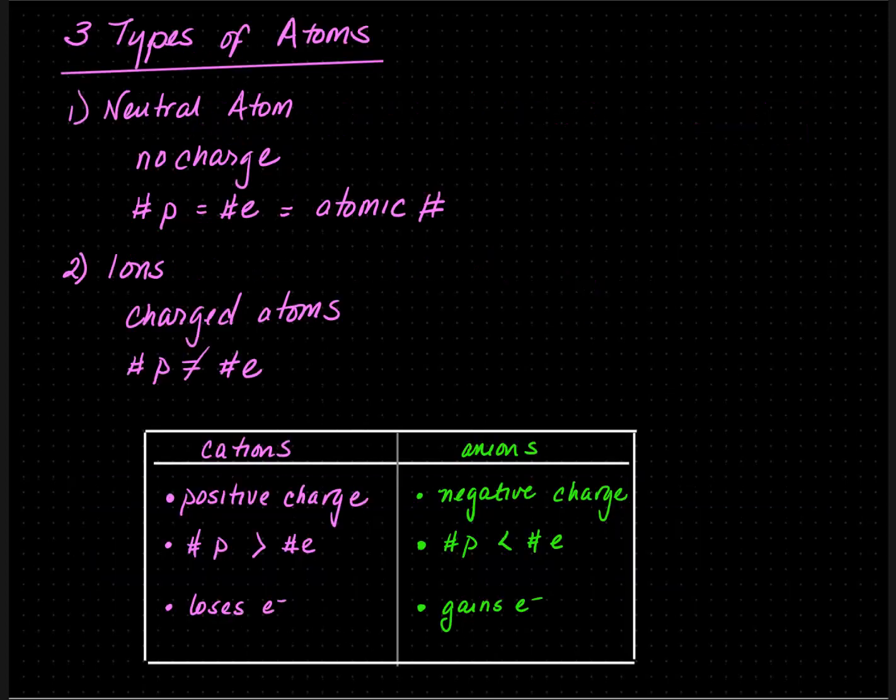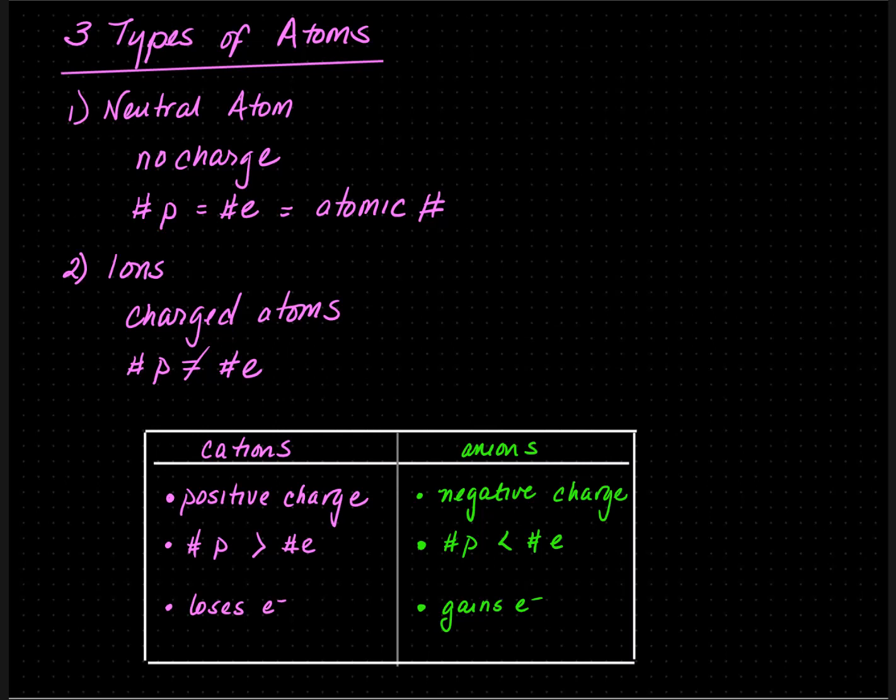There are 3 types of atoms. The first type are neutral atoms. Neutral atoms have no charge. Therefore, the number of protons equals the number of electrons, which is also the atomic number.